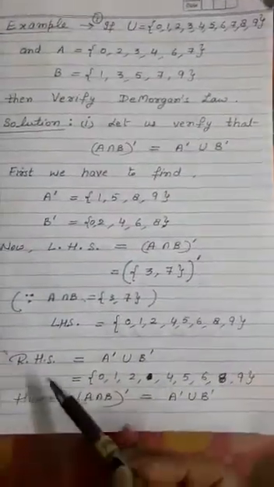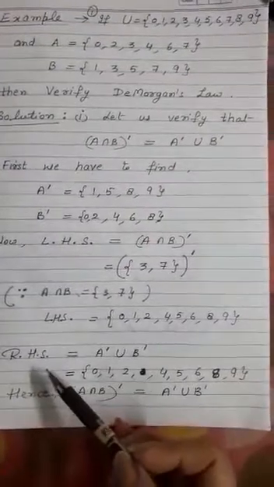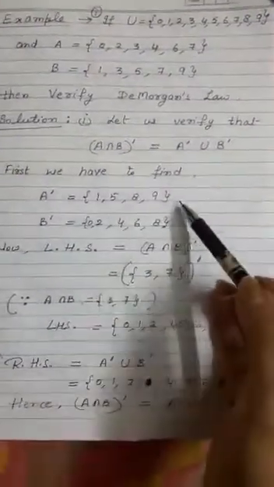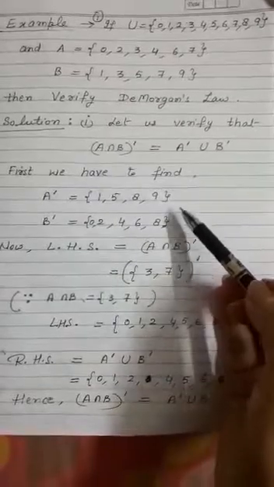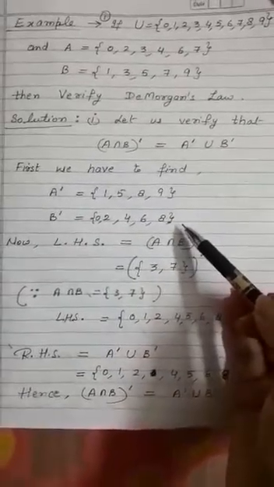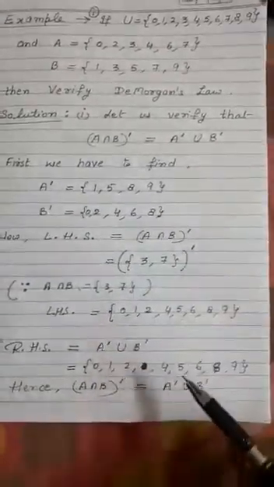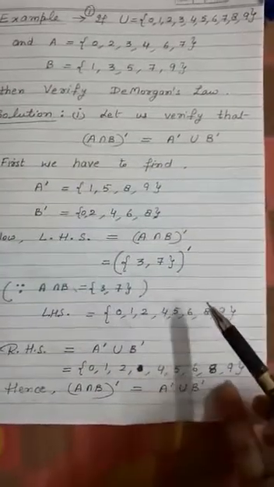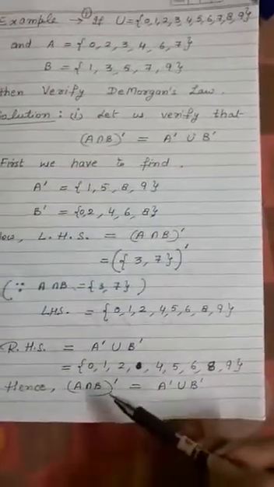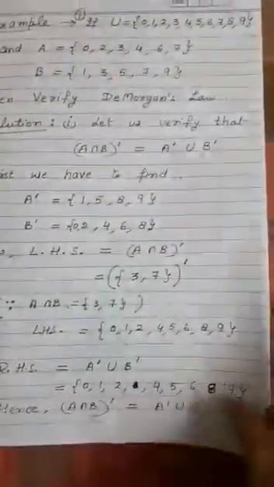And similarly we have to solve the right hand side. For the right hand side we require A complement, we got it, and B complement, and their union. Let us combine all elements of A complement and B complement, that will become the right hand side. And you can see all elements are the same, that's why LHS equal to RHS. This is the first De Morgan's law, and similarly we will prove the second by the same example.